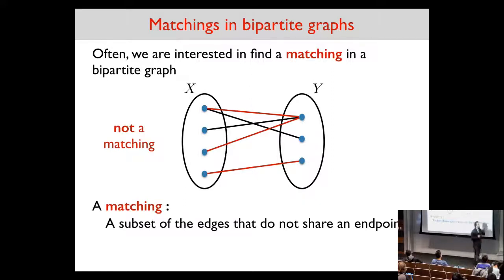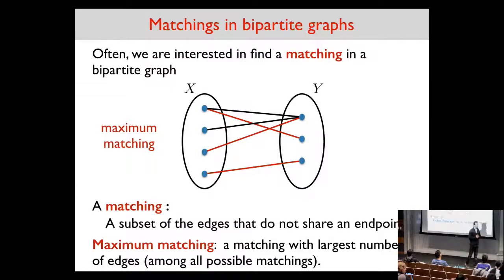Now if we did this, added another edge like that, now this is not a matching because the first two edges share a vertex on the right. Now this one here that has three edges is a matching, and indeed it's called a maximum matching.